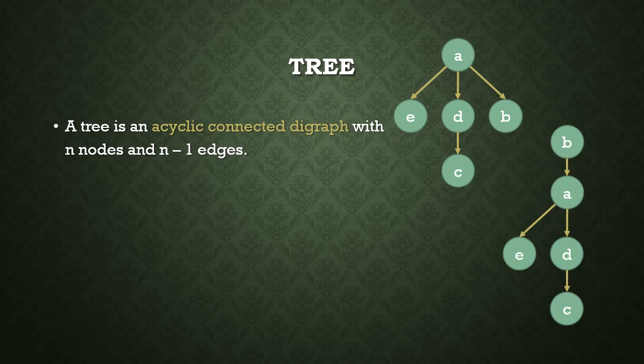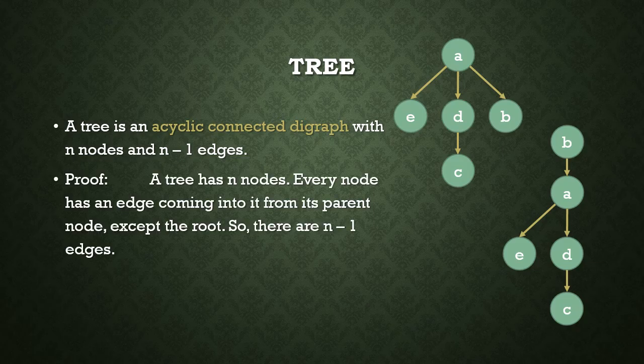What about n nodes and n-1 edges? Let me give you a proof of this. A tree has n nodes. Every node has an edge coming into it from its parent node. And this is true for everybody except the root. So there are n-1 edges. In these two trees shown here, convince yourself that the number of edges is one less than the number of nodes.